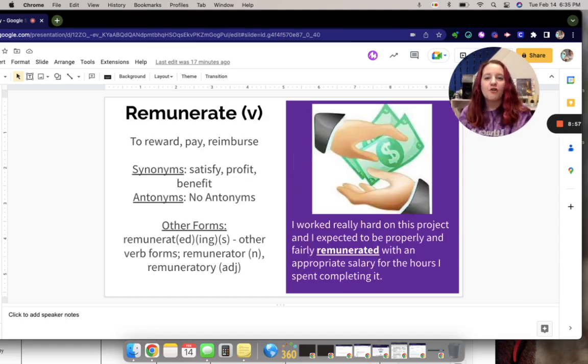Then we have the word remunerate, which is a verb. This one's kind of odd. So it means to reward, pay, or reimburse. Your synonyms are satisfy, profit, and benefit. There are no antonyms for the word.